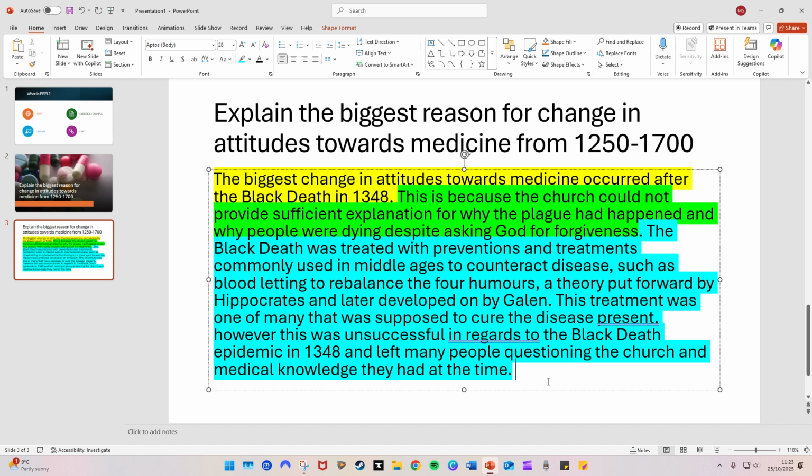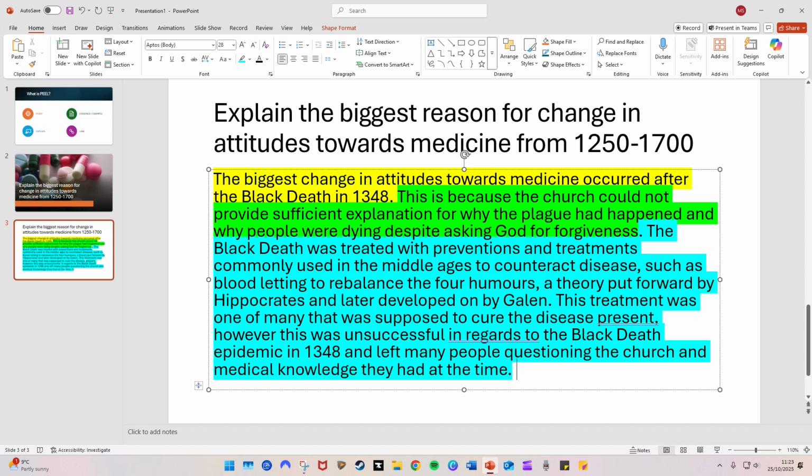So the Black Death was treated with preventions and treatments commonly used in the Middle Ages to counteract disease, such as bloodletting to rebalance the four humours, a theory put forward by Hippocrates and later developed on by Galen. This treatment was one of many that was supposed to cure the disease present. However, this was unsuccessful in regards to the Black Death epidemic in 1348 and left many people questioning the church and medical knowledge they had at the time.